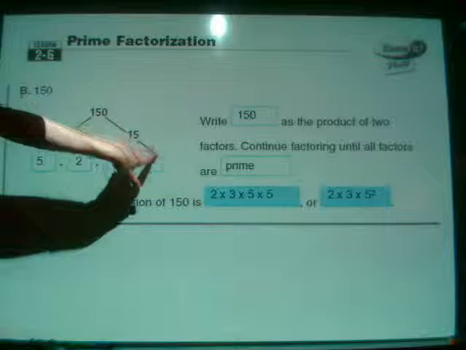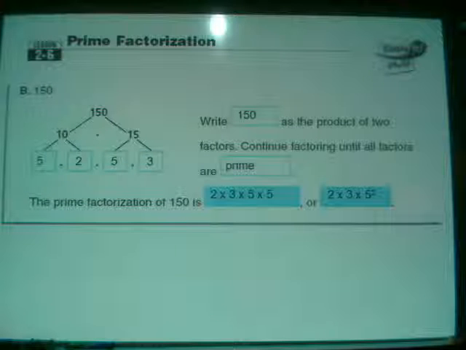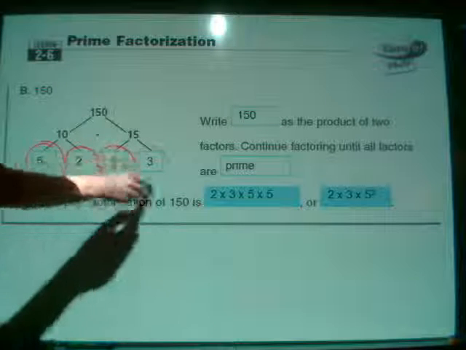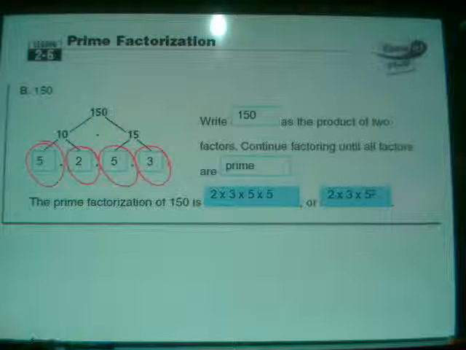15 gets broken down as 5 and 3 because 5 and 3 are both prime numbers. Since all these numbers at the bottom of my tree are prime, I can stop now. I'm going to write those together with multiplication signs, and that is my prime factorization.